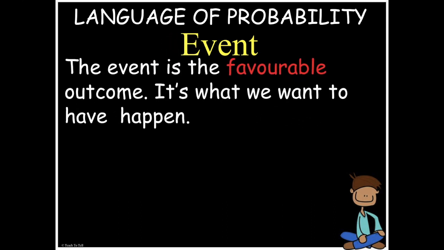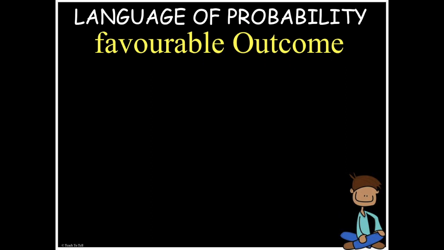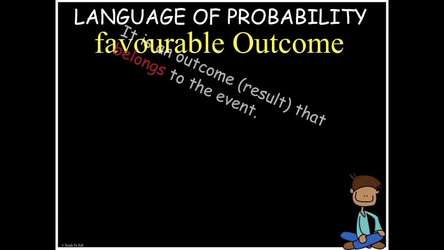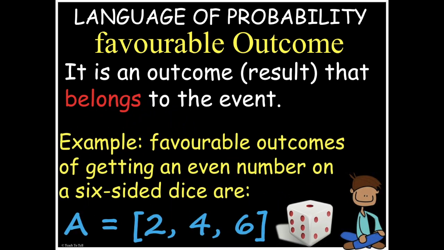The event is a favorable outcome. It's what we want to have happen. So favorable, think about this word, and it's what you want. If you favor something, that's what you like. So getting an even number on a 6-sided dice. Now let's look more into what a favorable outcome is. It is an outcome or your result that belongs to that event. So the favorable outcomes of getting an even number on a 6-sided dice are 2, 4, and 6, the even numbers.